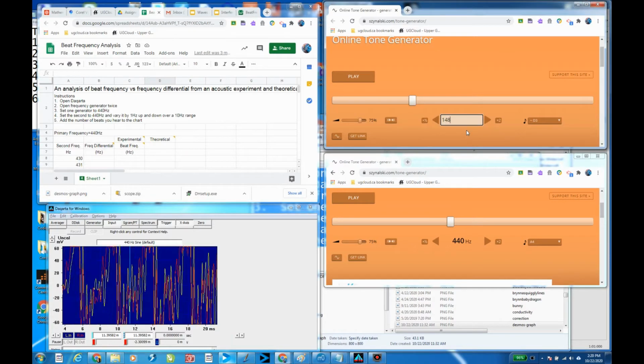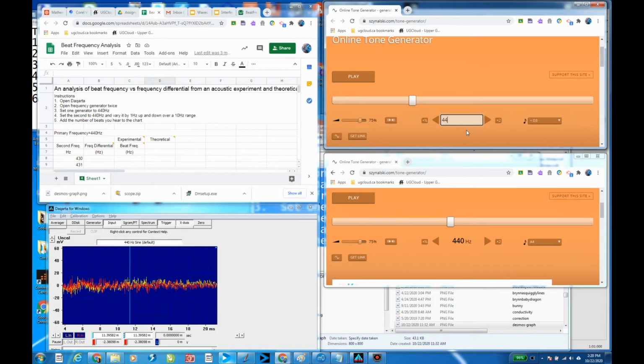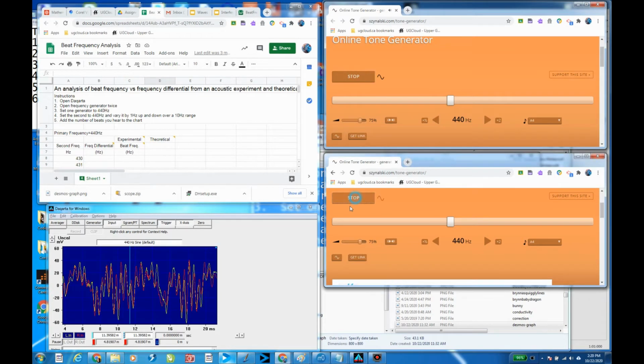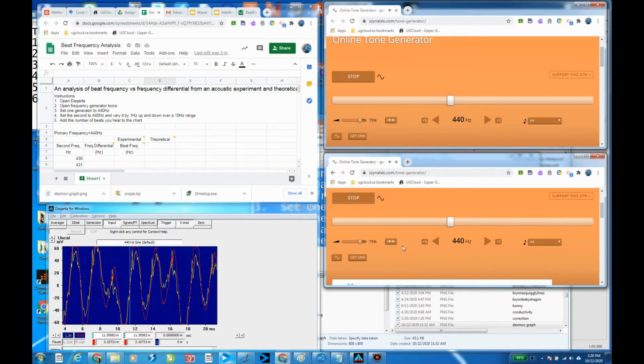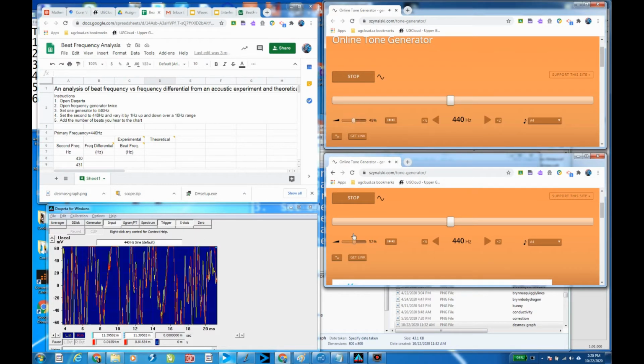So we're going to go to 440 hertz on both of these, which is A on the piano keyboard. And if I put one on, there's going to be a delay here because my speakers go into energy saving, and really annoying sound.